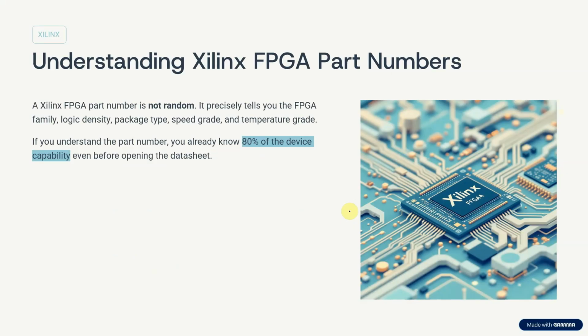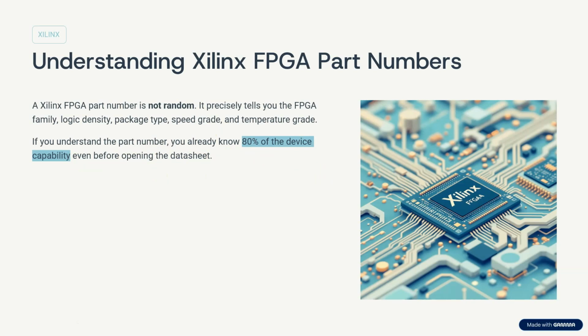First of all, we are only focusing upon Xilinx part numbers because we are going to work with a Xilinx board, right? So basically, a Xilinx FPGA part number is not a random number, and it is precisely going to tell you what type of FPGA family it is, whether it is Artix or whether it is Zynq. It is also going to tell about the logic density, like how many LUTs you are going to have, and what is the package type, and what is the speed grade and temperature grade, right? So if you understand the part number, we already come to know 80% of the device capability even before opening the data sheet, right?